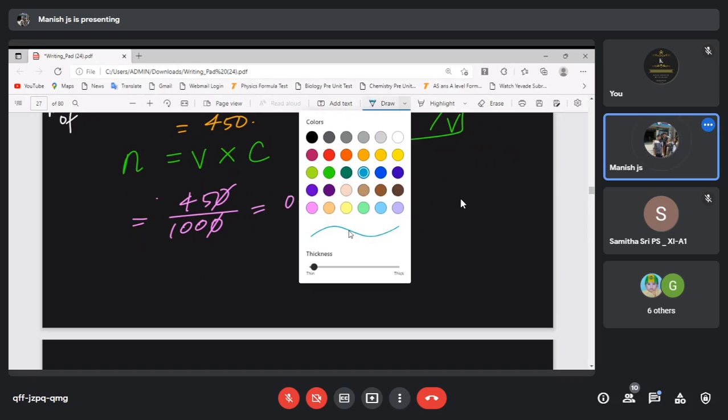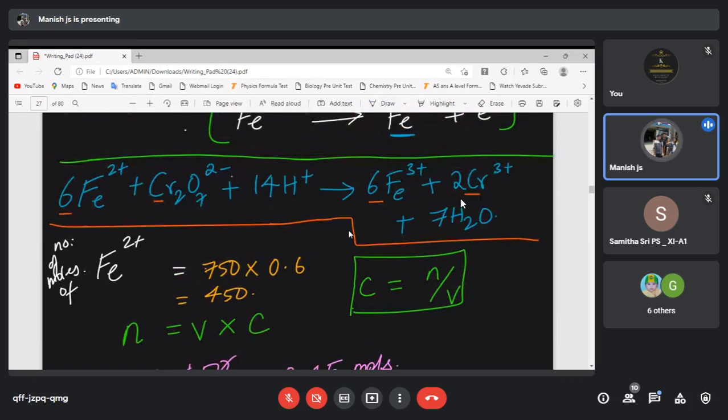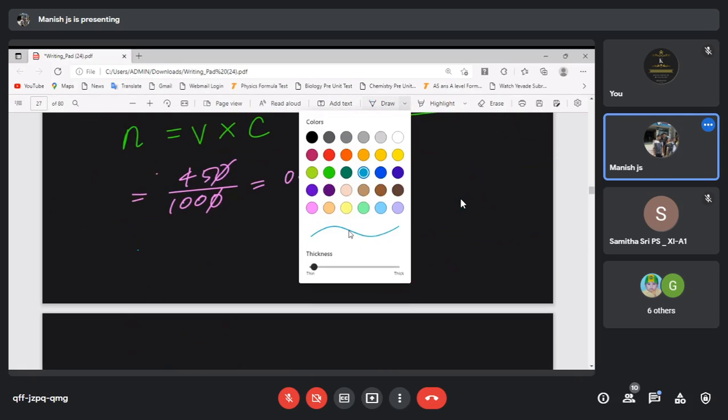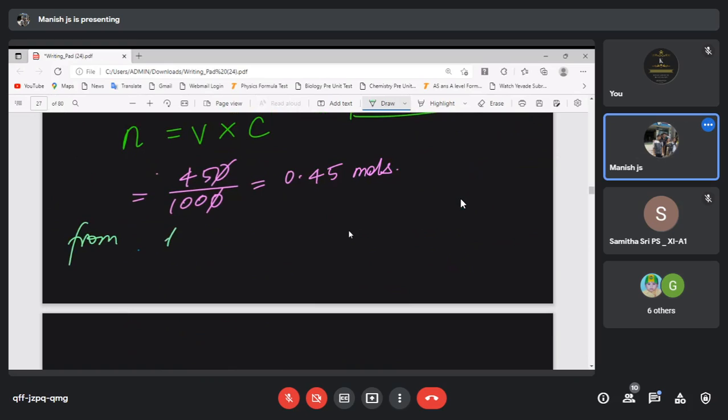As per the question, as per the equation, what is the equation we have? How many moles of Fe2+? 6 moles. Look at the left hand side of the equation: 6 moles of Fe2+ is reacting with how many moles of potassium dichromate? It is reacting with 1 mole. So from the equation, 6 moles Fe2+ is equal to 1 mole of potassium dichromate.